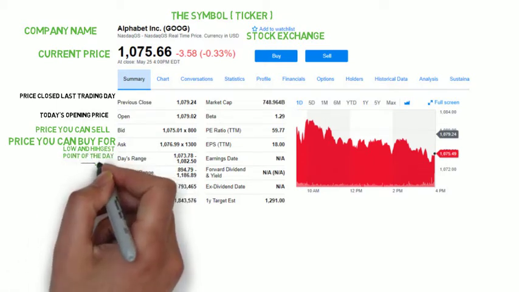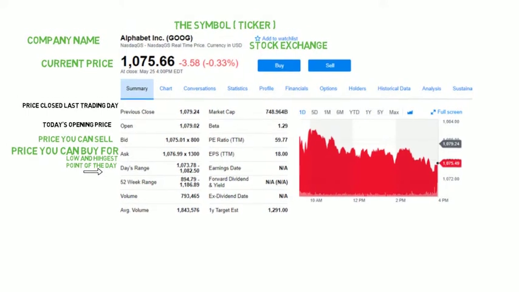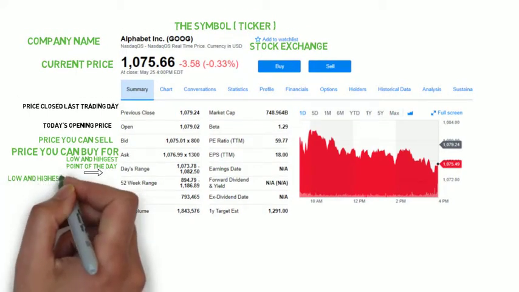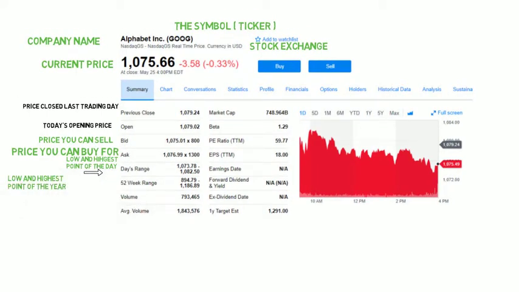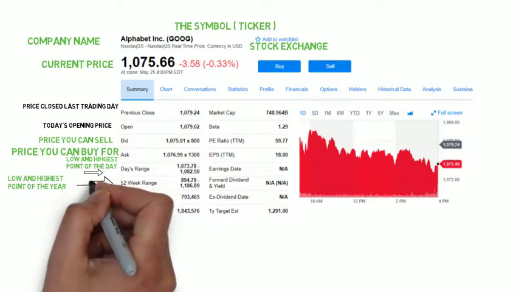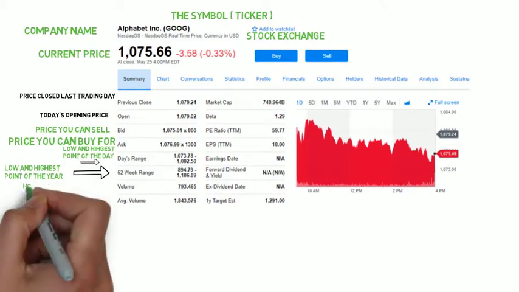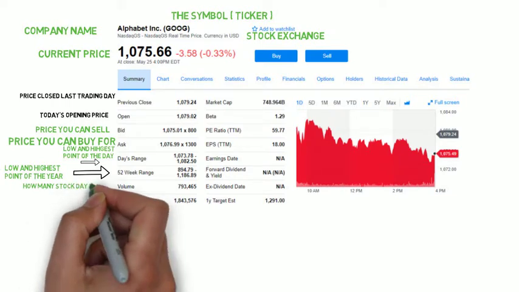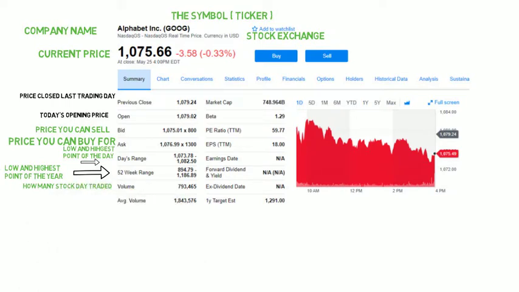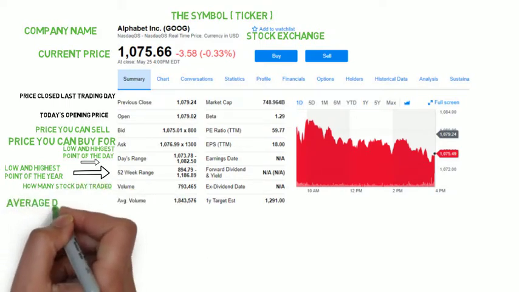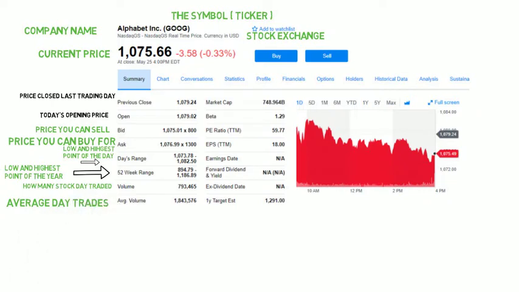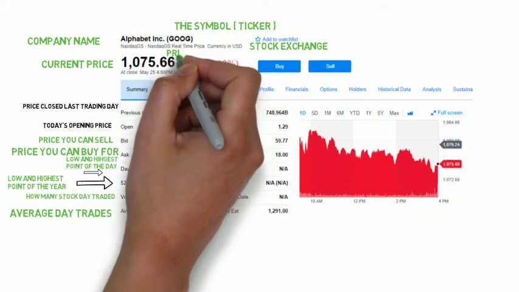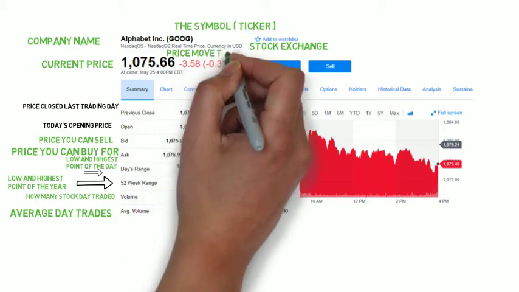Then we have the 52-week range. That's basically the same as the day range, the lowest and the highest point of the year. Then we can see the volume, that's almost 800,000, so 800,000 stocks went back and forth today. The average volume is the same measure, but it's 1.8 billion. That's due to the fact that today it's Saturday, so it's a closing day.